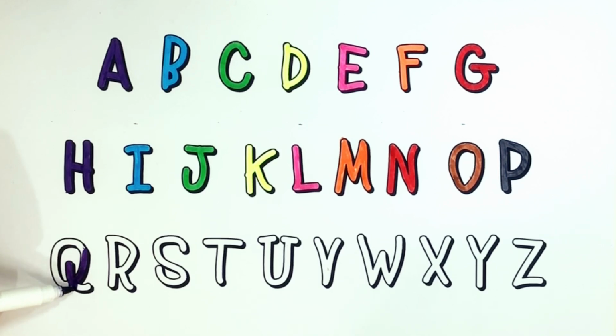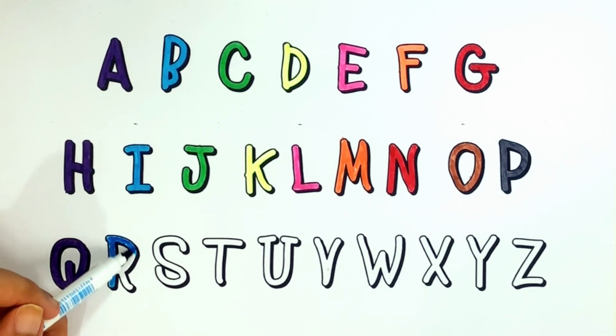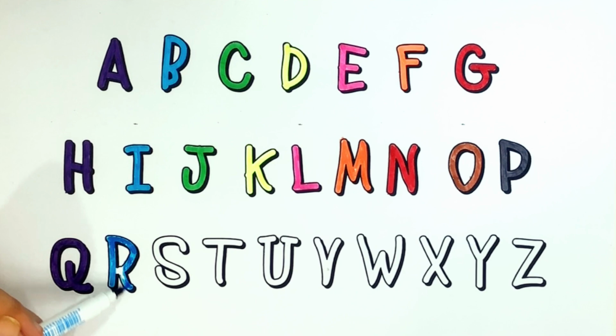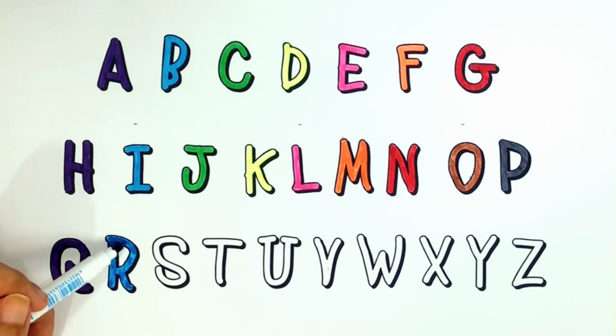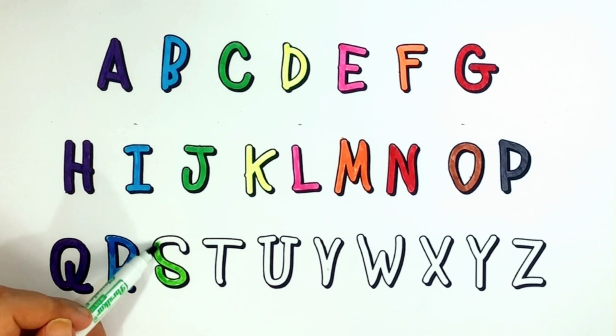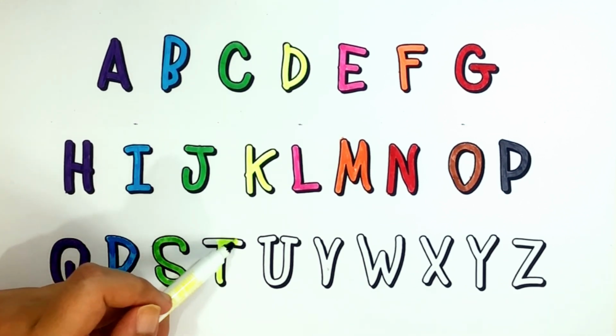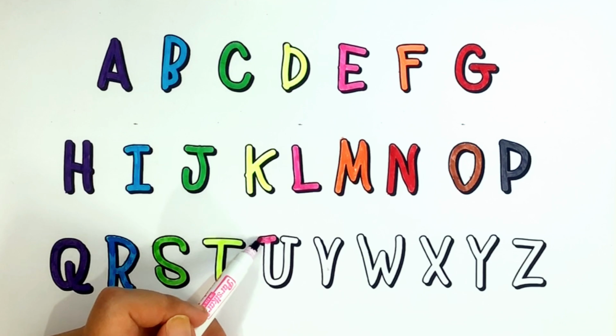Q. Q is for quince. R. R is for raspberry. S. S is for strawberry. T. T is for tangerine.